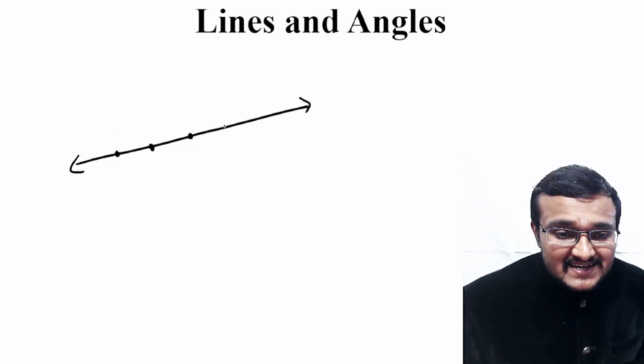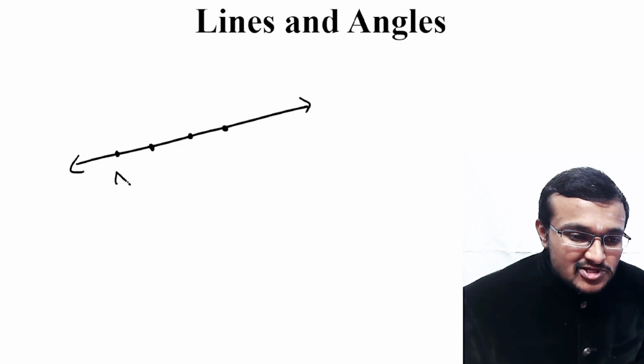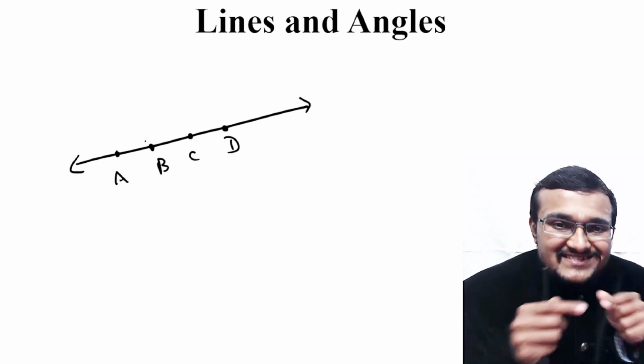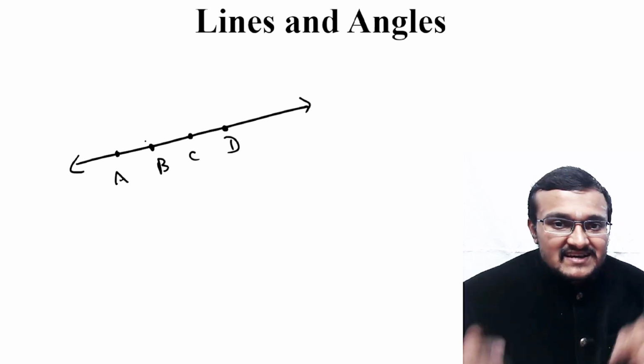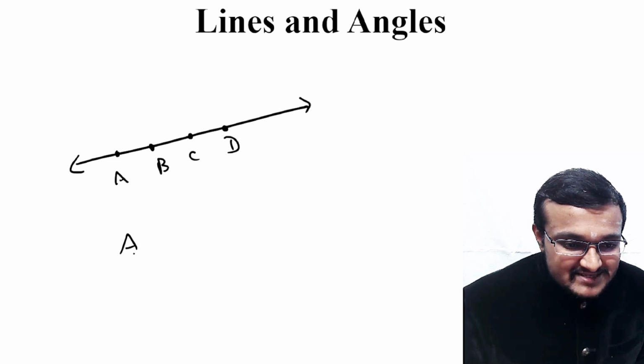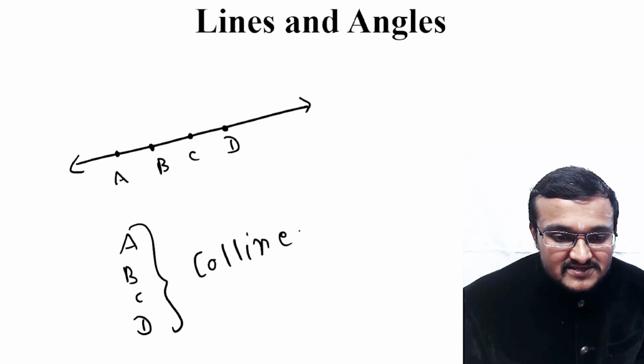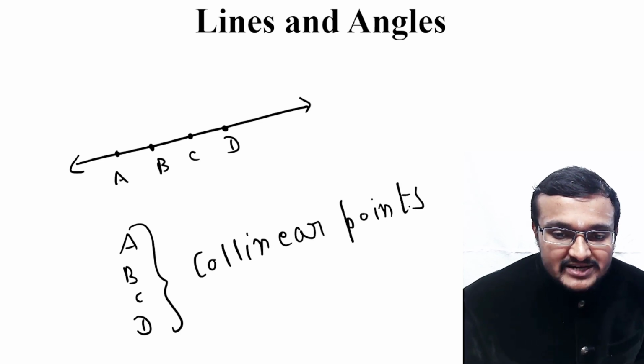If we draw a straight line like this and there are a few points on this straight line like A, B, C, D, then if all these points are on the same straight line, then all these points A, B, C, D are known as collinear points.